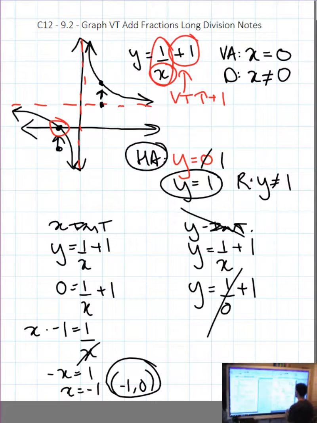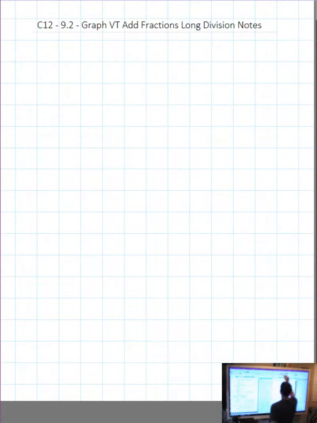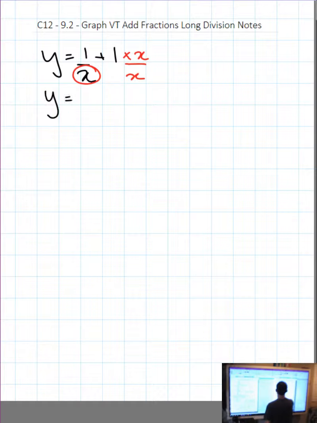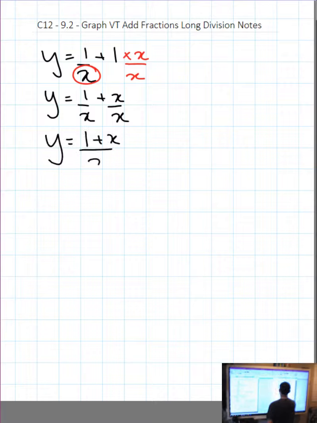So a little bit more on the equation y equals 1 over x plus 1. We have this equation in this form, but sometimes we want to add and subtract fractions. So I need a lowest common denominator of x. Therefore, I need to multiply the top and the bottom of the 1 by x. So I get y equals 1 over x plus x over x. And if I clean that up, I get y equals (1 plus x) all over x.